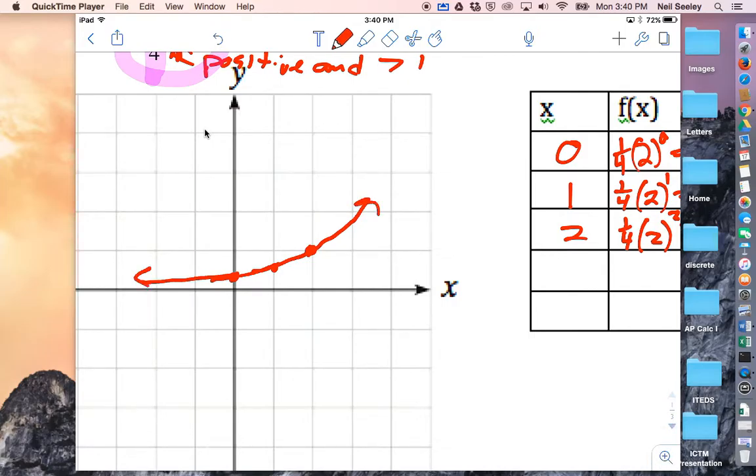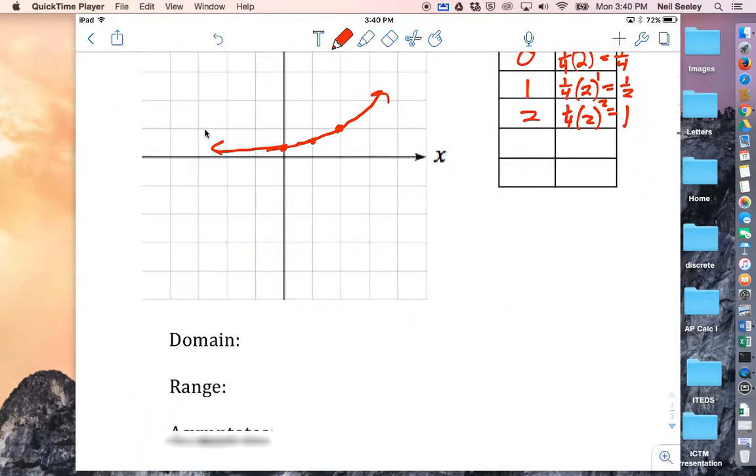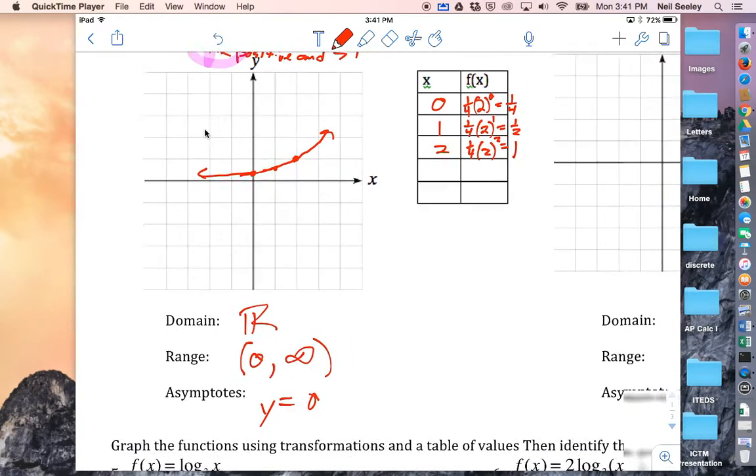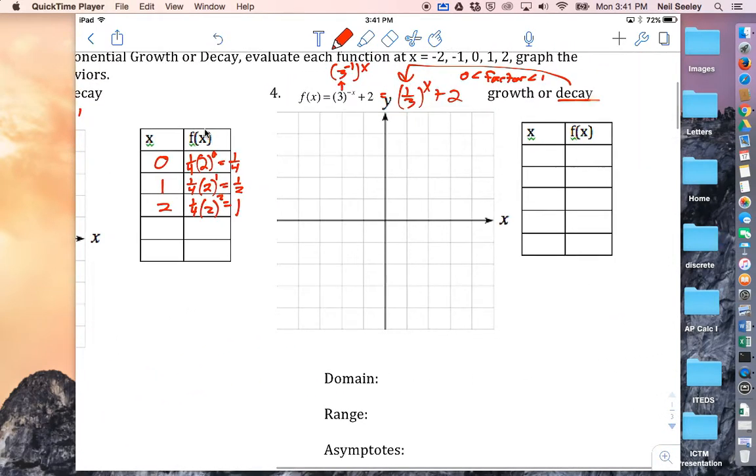That's sufficient. That's fine. And then once the picture's in hand, you can say, all right, domain, what possible x's do we have? All real, of course. What range do we have? Its lowest is 0, highest is infinity, and you make sure you put parentheses around 0 because it does not touch it. That's an asymptote there. And the horizontal asymptote is y equals 0. Let's be careful about using y equals for horizontal. When we get to vertical on the log graphs, we'll use x equals.